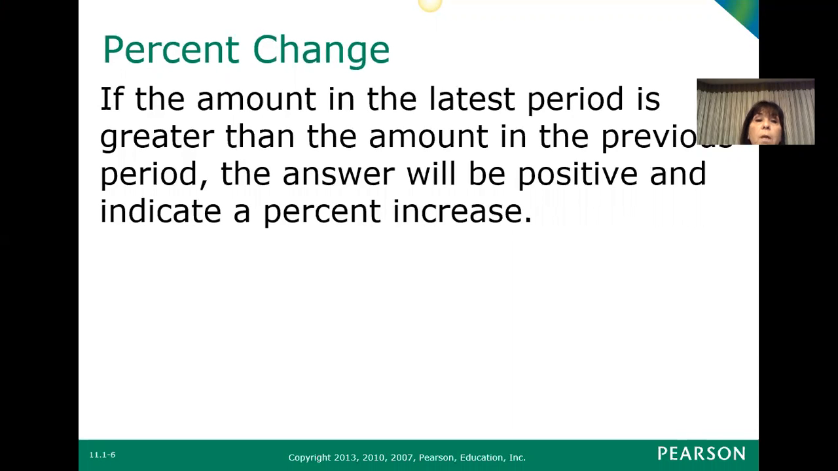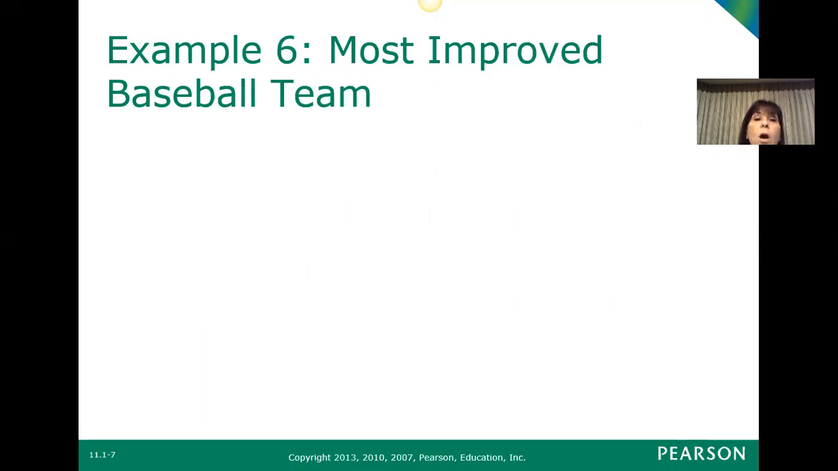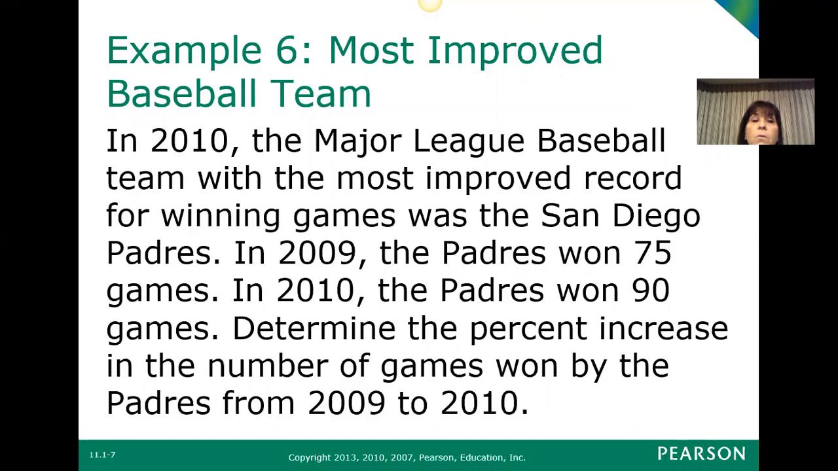So for example, again, this is just a repeat. If you take the amount in the latest period and subtract the other one, you will get a positive. If the other way is true, the latest period is smaller, you will get a negative. So one will be called a percent increase, the other one a percent decrease. For example, in the 2010 Major League Baseball season, the most improved record for winning games was the San Diego Padres. In 2009, they won 75 games, and in 2010, they won 90 games. So they have increased. What is their percent of increase?